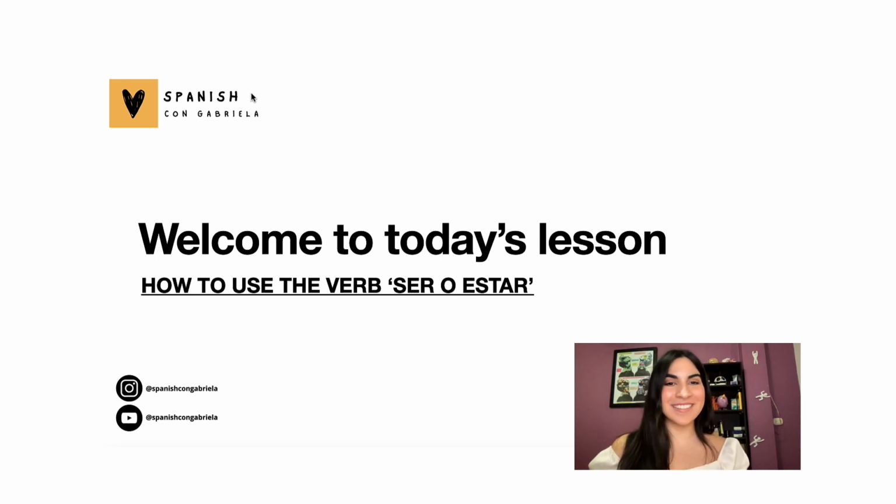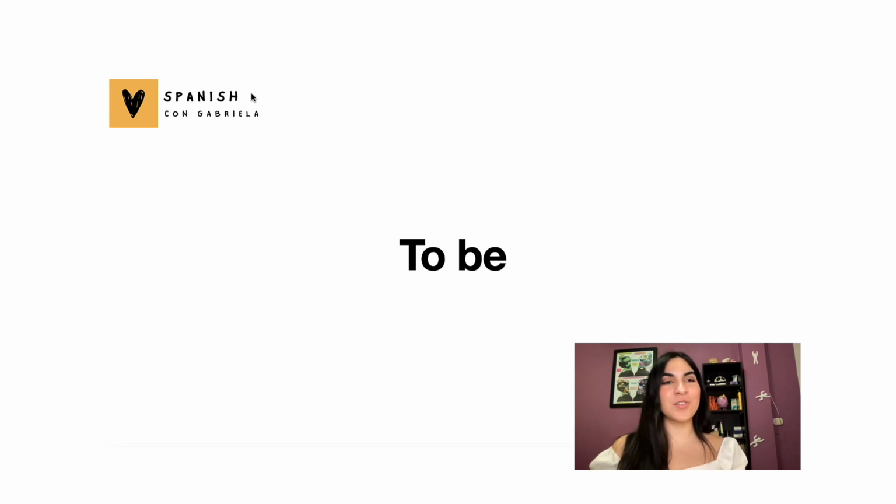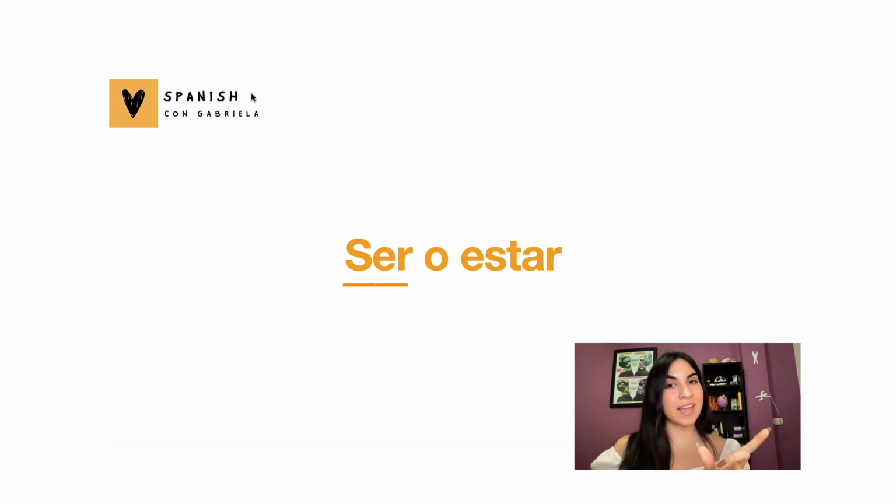Alright, so let's get started. In English, you know the verb to be. In Spanish, we actually have two verbs to express the verb to be. We have the verb ser and the verb estar. Okay? Now, let's see the difference of these two verbs.